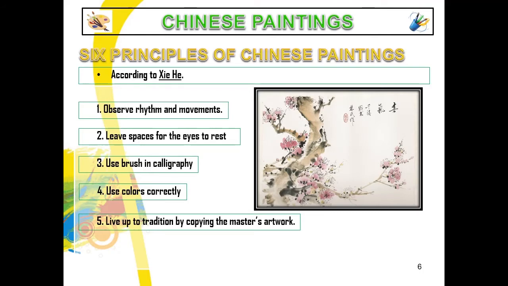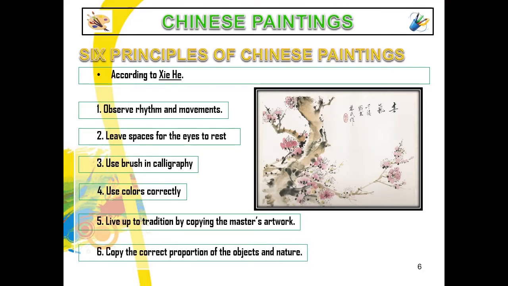Number 5, live up to tradition by copying the master's artwork. Yes, you heard it right. It is okay to the Chinese to copy the work of their master, but you have to copy the correct proportion of the objects and nature. Okay?